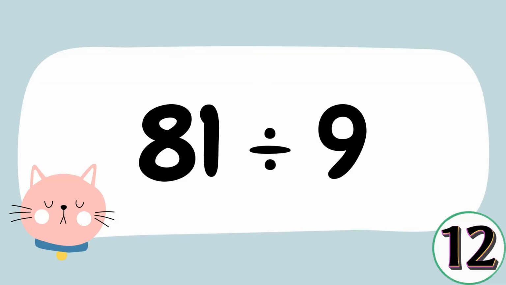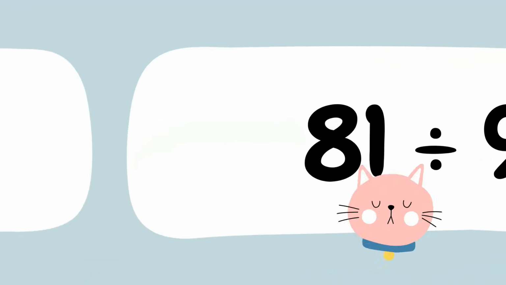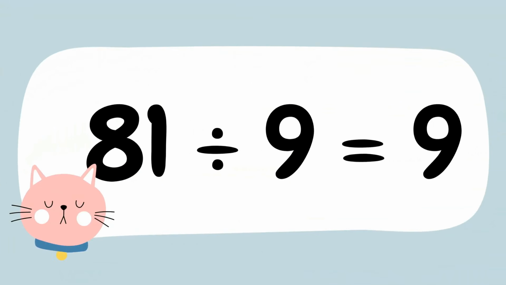What is 81 divided by 9? 81 divided by 9 is 9.